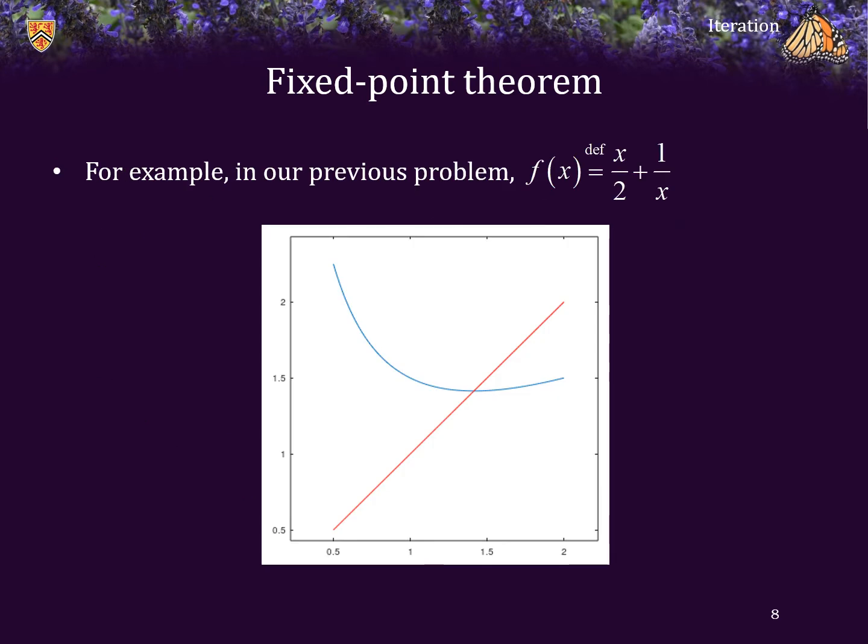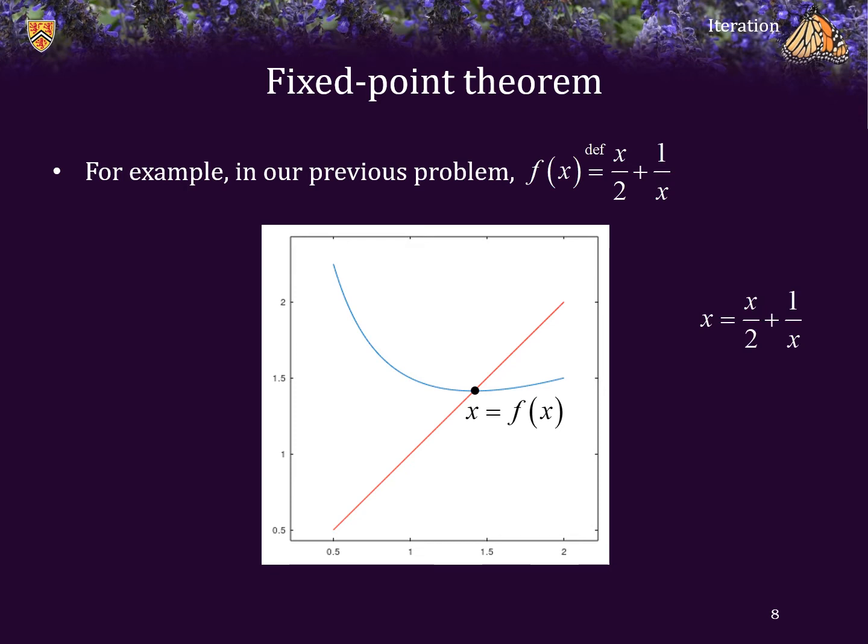Now let's look at the problem we just looked at. Here we see a plot of both y equals x and a plot of y equals x over 2 plus 1 over x. You will note that the value square root of 2 appears to be the point where x equals f at x. Consequently, if we start with an initial value and we start iterating, it should converge to that point. Now, what is that point?